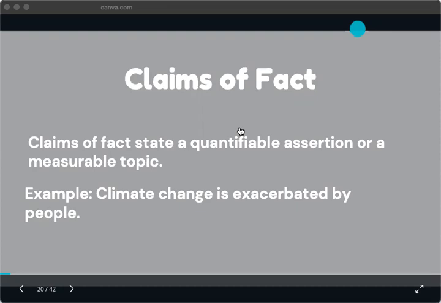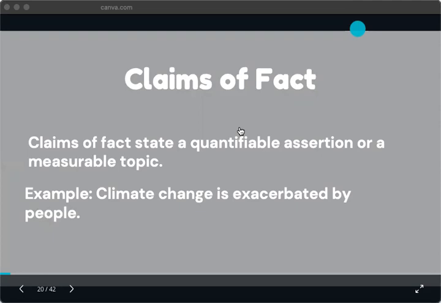Look at the word value. Good or bad, something similar. Claims of value, you have to take note of this, attempt to explain how problems, situations, or issues ought to be valued. What do you mean by that? To discover these explanations, let me enumerate the following questions that you can ask to test whether a statement is a claim of value or not.